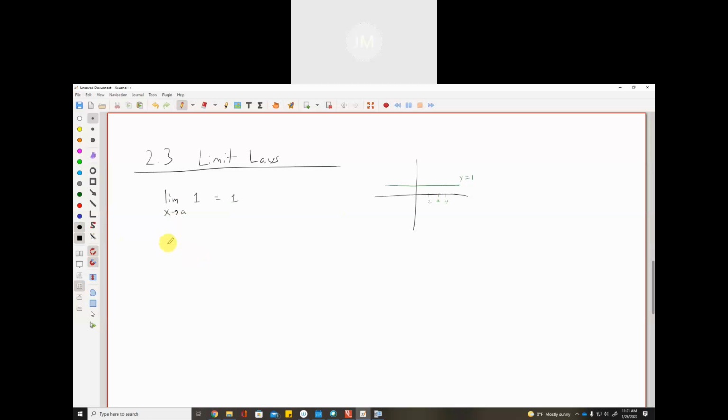And in fact, we can generalize this a little bit, and this is going to start to look a bit abstract. But let's suppose that I have some constant c, and I look at the limit as x approaches a of that constant c. Well, I don't know what c is, but y equals c is just a straight horizontal line. And any x value that you pick, if the y value is always c, then we're going to be approaching c. Okay, this is our first limit law.